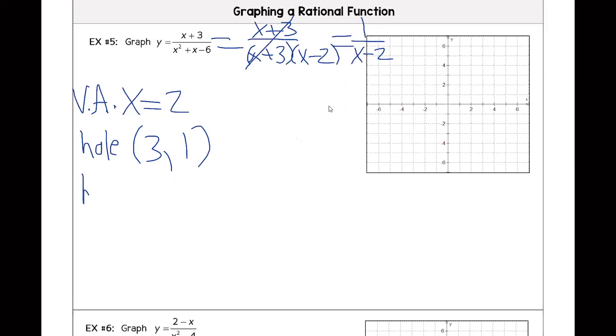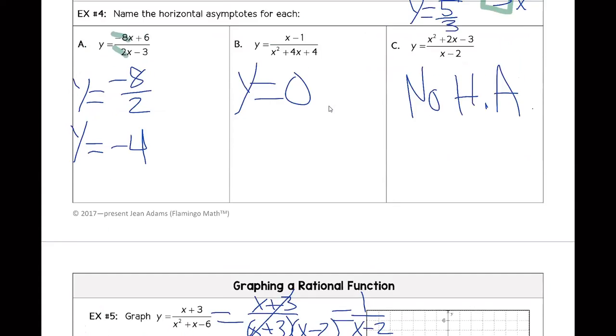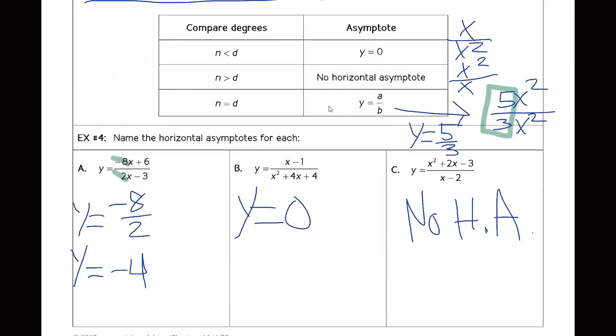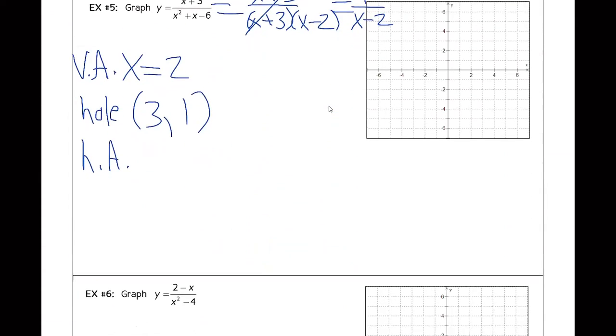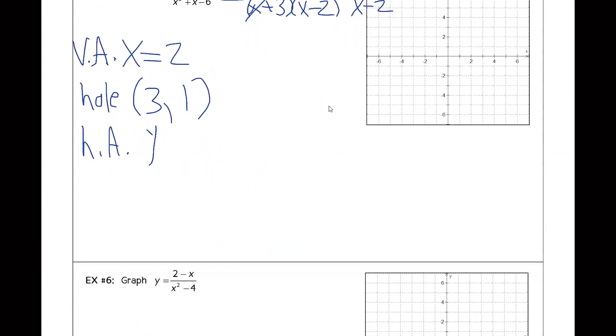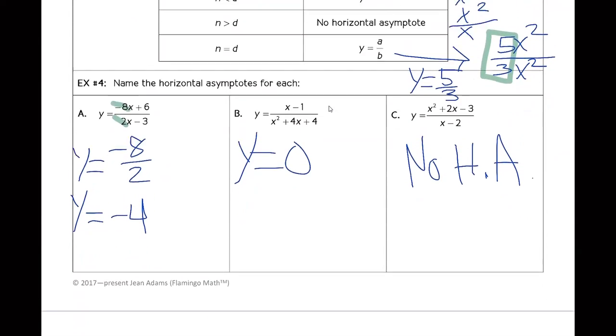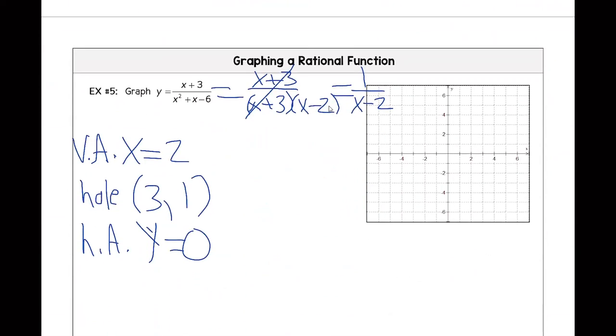Then I'm going to do my horizontal asymptote. So if I look, my degree on top is smaller than my degree on the bottom. So if I recall, that means I don't have any, right? Oh, nope, I'm wrong. It's y equals 0. See, that's why I got to look at the table. But if you look at that table, if your degree up top is smaller than your bottom, you have a horizontal asymptote at y equals 0. Okay?